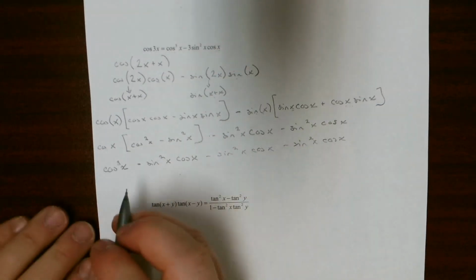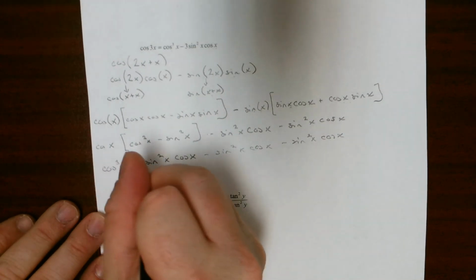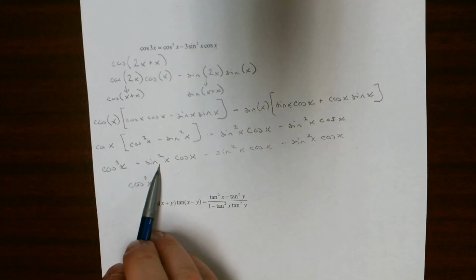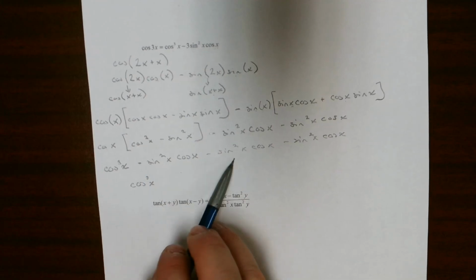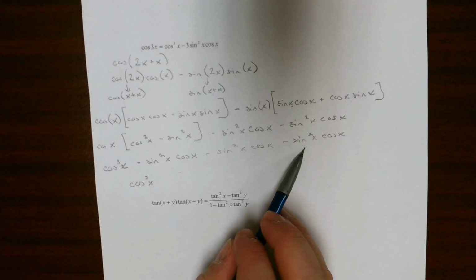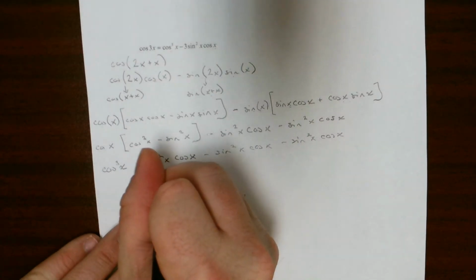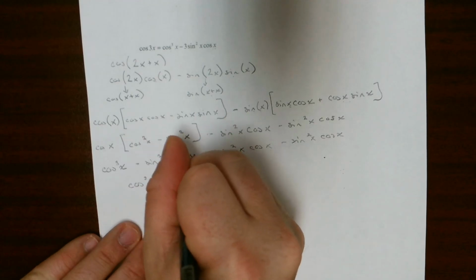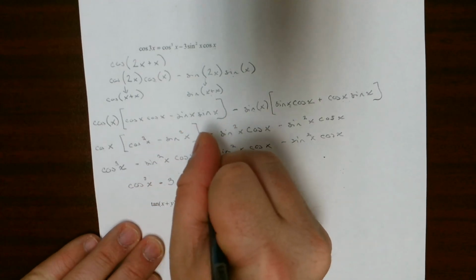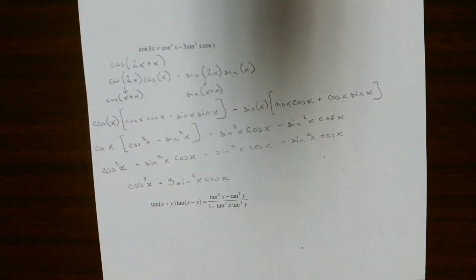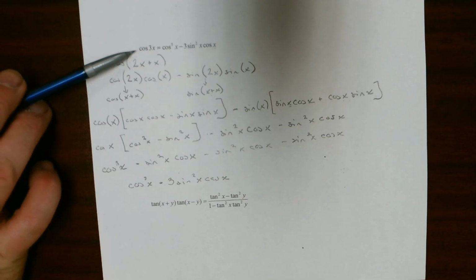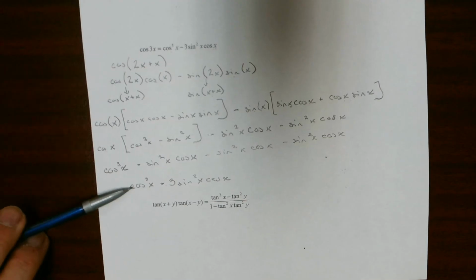Now if we look at it, cosine cubed can't be simplified, but we have a negative sine squared cosine, another negative sine squared cosine, and another negative sine squared cosine. So we have a total of negative 3 sine squared cosines, which is exactly what we were aiming for. So we just verified that cosine of 3x is equal to cosine cubed x minus 3 sine squared x cosine x.